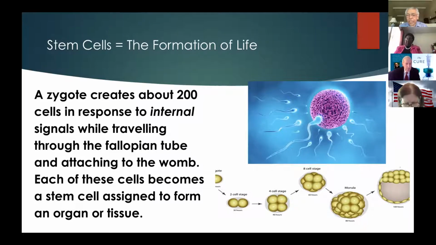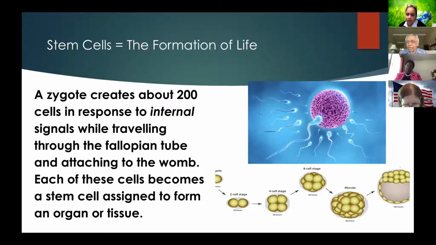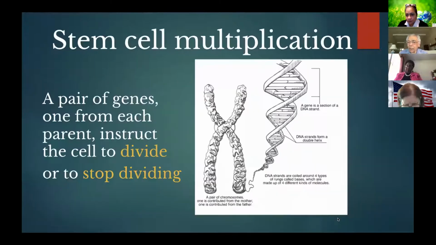And the important thing is each one of these cells become the mother cell or the stem cell assigned to produce a system or an organ. So that's the significance of those cells being produced even before it is implanted in the womb. Every activity in the cell is controlled by a gene.